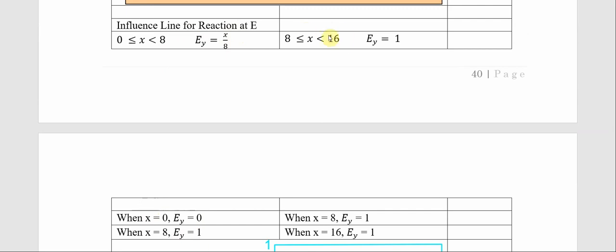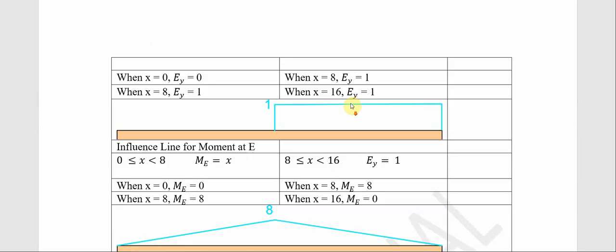Now, looking at this one, we say our EY equals 1. When S equals 8, our EY is 1. When S equals 16, our EY is also 1, because there is no change. So if we draw the influence line based on this relationship, this is what we are going to have: at S equals 0, it is 0; at 8, it moves to 1, and at 16, it's also 1. So this is the influence line for the reaction at E.